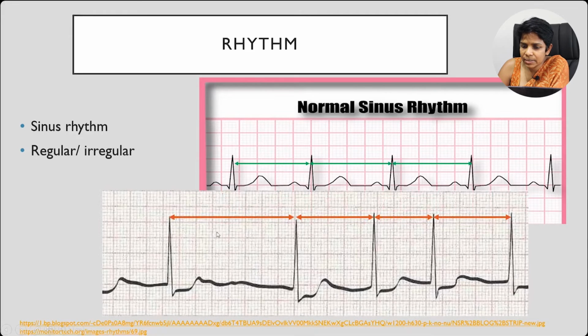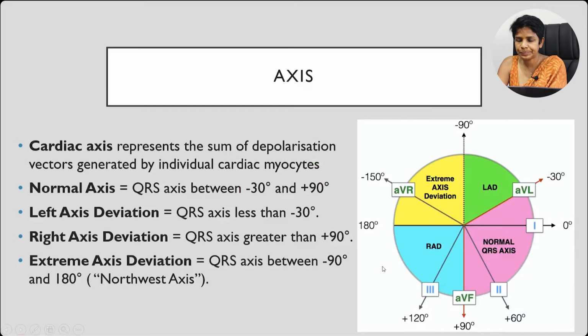In comparison to that, look at this ECG where the RR interval varies. This is because the heart is irregular in rhythm, and you can see there are no P waves preceding each QRS. So the patient is not in sinus rhythm. Actually, this patient is in atrial fibrillation.